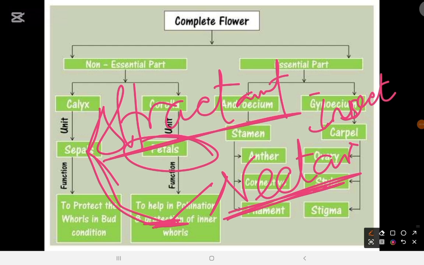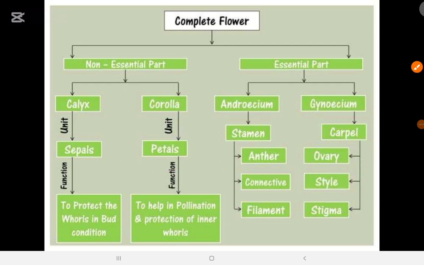By trying to get this nectar, they rub their bodies on the pollen grains, and by moving from one flower to another, they transfer the pollen grains, which is called pollination.